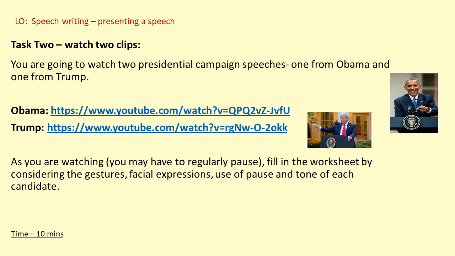You'll be able to download a chart which has the 2 names, Barack Obama and Donald Trump, and in each column you're writing down gestures, facial expressions, pause and tone for each candidate and comparing the 2.